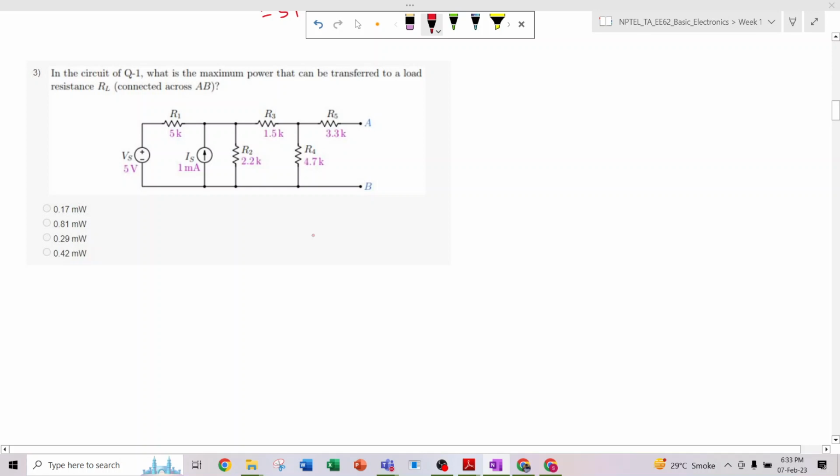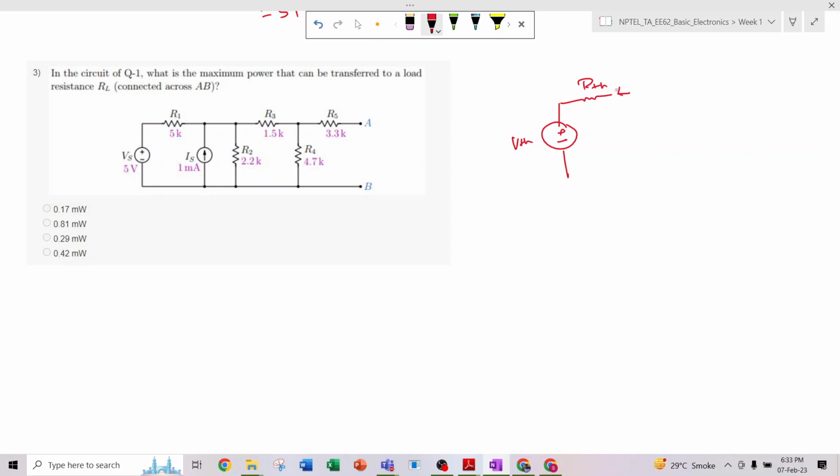Now it is asked, in the circuit of question 1, what is the maximum power that can be transferred to the load resistance RL? Always remember one thing, that if any circuit is reduced to VTH and here it is RTH, the maximum power transfer will happen when this resistance RL is equal to the Thevenin equivalent resistance.